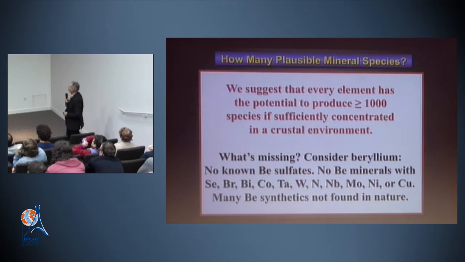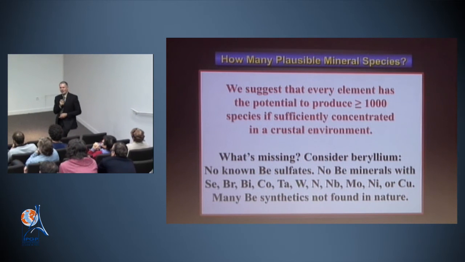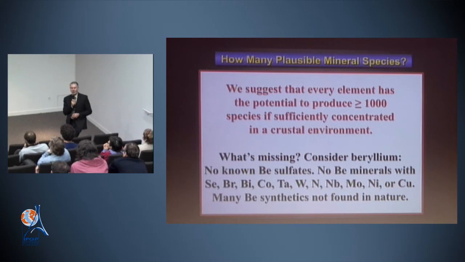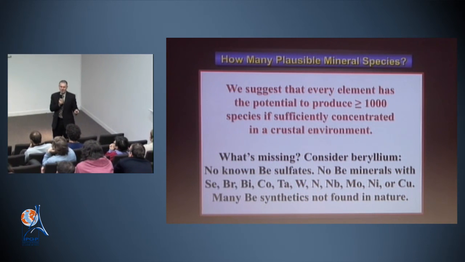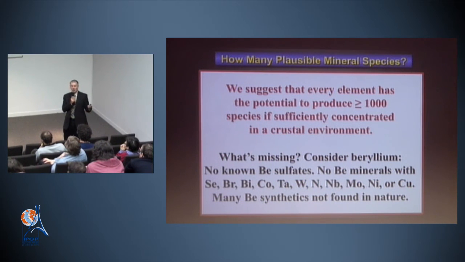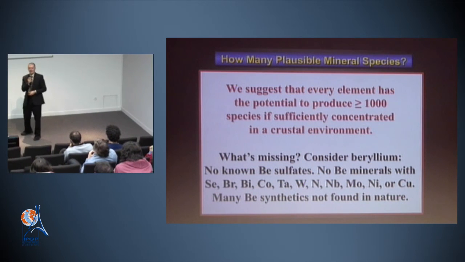Oh, by the way, this is just the analysis. When you think that every chemical element could form at least 1,000 inorganic compounds, we know this is true just from the inorganic tables of crystalline compounds. In beryllium, there are 100 known beryllium minerals, but even though beryllium sulfate is something you can buy from any chemical reagent store, no one has yet found beryllium sulfate on Earth. There are no beryllium minerals with copper or nickel or molybdenum. That's really surprising to me.